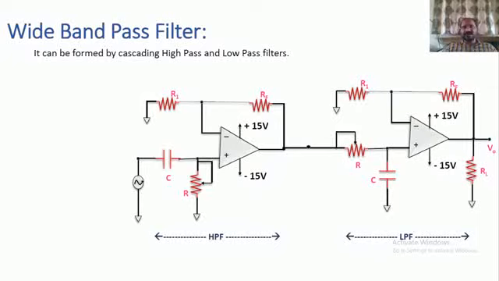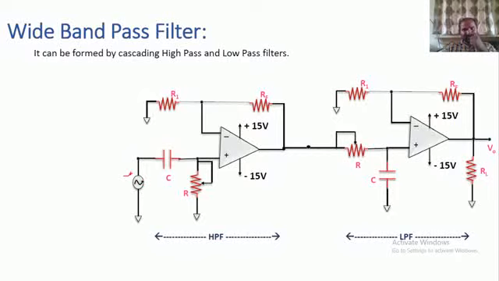Which one is giving the low cutoff frequency? The high pass filter is giving the low cutoff frequency. Which one is giving the high cutoff frequency? The low pass filter is giving the high cutoff frequency. So this is the low pass filter, and this particular part is the high pass filter. The output of the high pass filter is connected as an input to the low pass filter, and the input to the high pass filter is the input signal. Whatever input signal we want to apply is connected here.